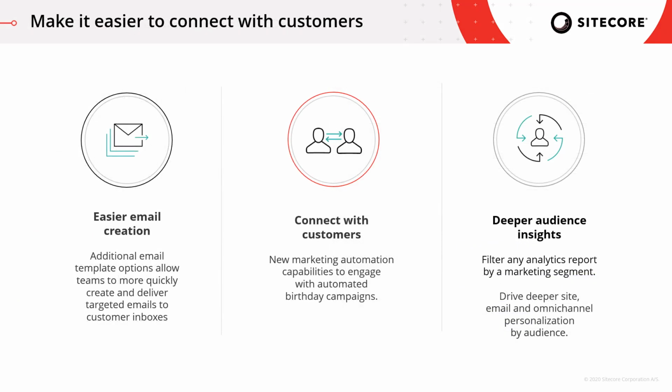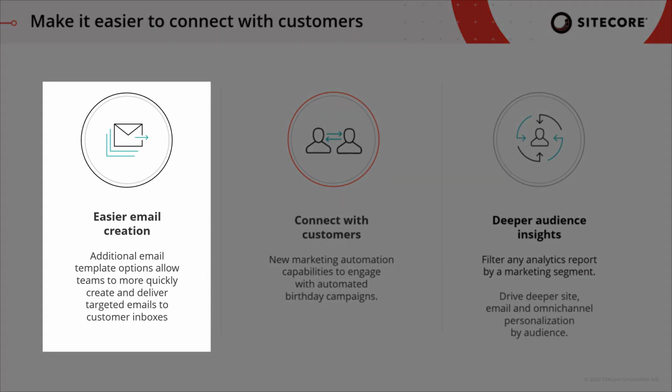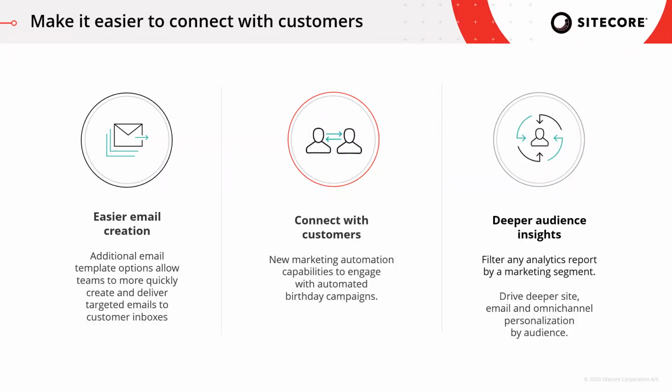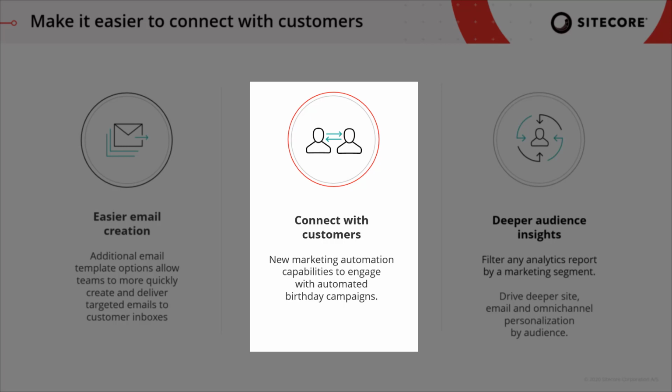We've also added several ways to make it easier to connect with your customers. Starting with email creation, we've enhanced the ability for you to have more out-of-the-box templates in the current library. You can also fully customize them using Scriban, just like editing a rendering variant in SXA. There's also a new ability with marketing automation to engage with your contacts around their birthday.